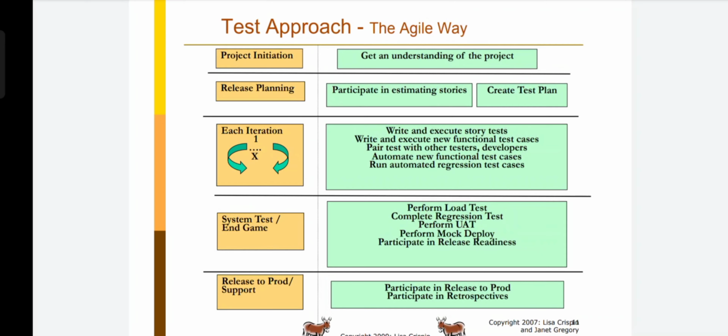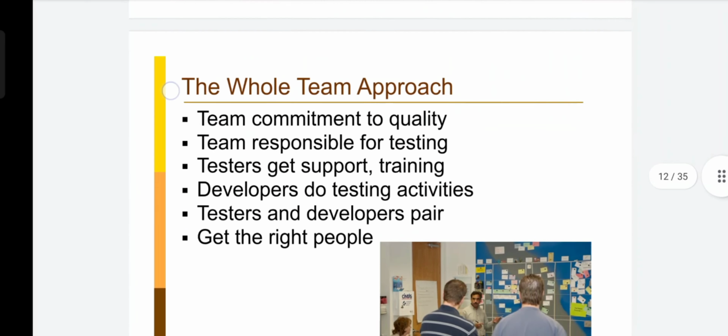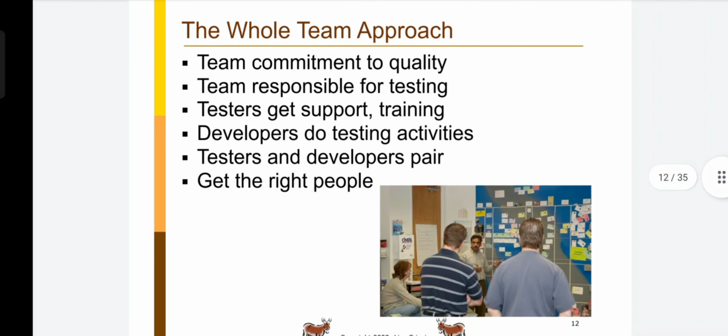The whole team approach: how the teams approach agile. Team commitment to quality. Team responsible for testing. Testers get support and training. Developers do testing activities. Testers and developers pair, get the right people. This is how the teams approach.